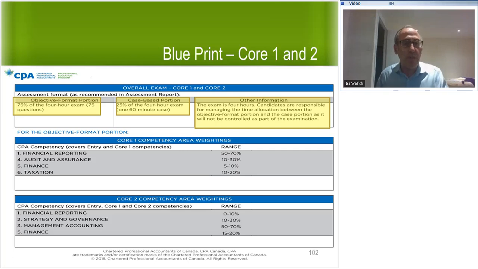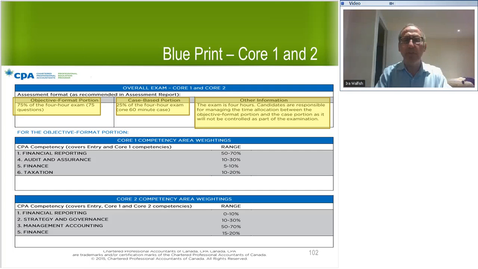If you wanted to, in theory, you could spend 2 hours on the case and leave over only 2 hours for the objective format. I strongly advise you not to do that. I strongly advise you to stick to the time allocation that is suggested. Spend 60 minutes on the case and leave the remaining time for the objective format questions. You'll need that time. So stick to the suggested time allocation, which is 60 minutes for the case and 3 hours for the remainder of the exam, even though there's nothing to force you to do so.